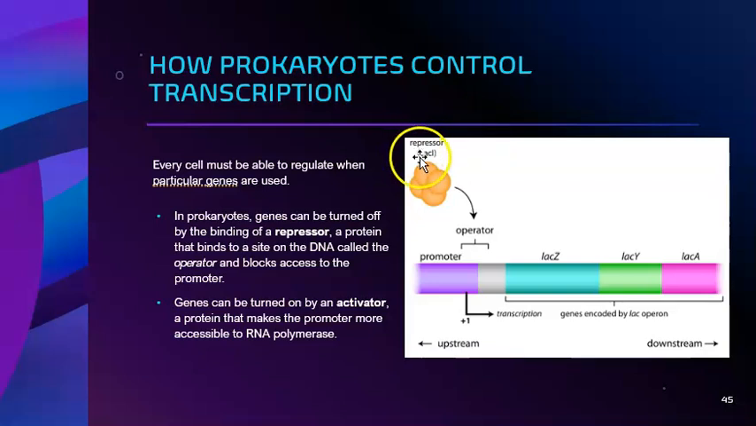So when we have a repressor come in and bind to the operator, which is this little section here, you can see it overlaps into the promoter section, which is what would need to be bound to for transcription to take place. So we've got something sitting in the way, basically. RNA polymerase can't do its job because this repressor is sitting on top of the operator, blocking the promoter. Genes can also be turned on by an activator, which is a protein that makes the promoter more accessible to RNA polymerase.